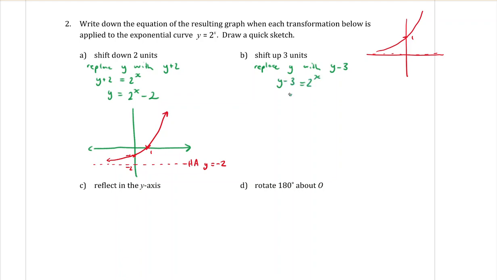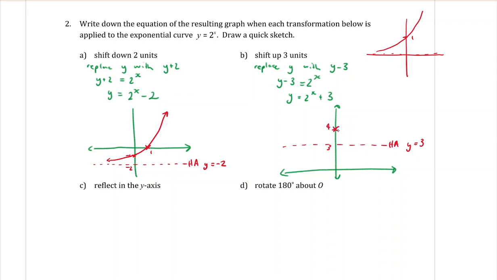And of course, move the 3 across, and we get what we expect, 2 to the power of x plus 3, which means my horizontal asymptote has been moved up to positive 3. Horizontal asymptote at y equals 3. There's not going to be an x-intercept because my whole exponential is going to be above it. Where's my y-intercept going to be? At 4, 1 space above.